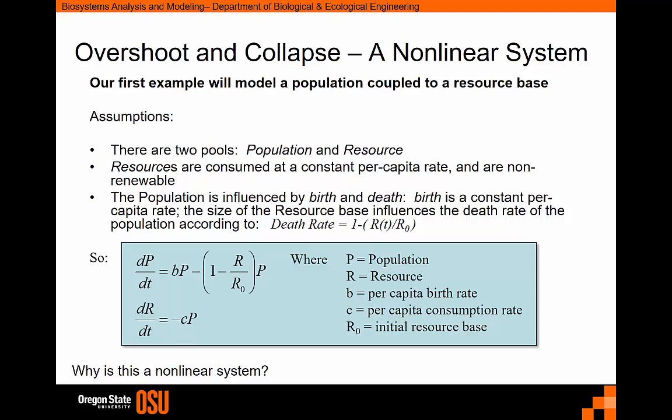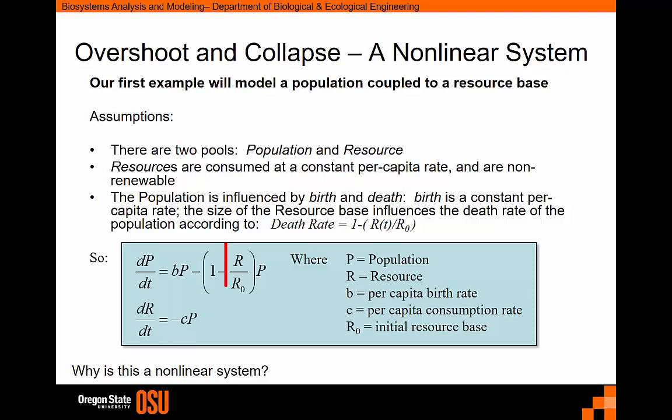This is a nonlinear system. Why? Remember, a nonlinear system is a system whose rate equations contain at least one nonlinear term. The exponential growth term b times P is linear, as is the consumption term c times P. However, the mortality term r times P over R0 is not linear because of the coupled terms R times P, the product of our two state variables.